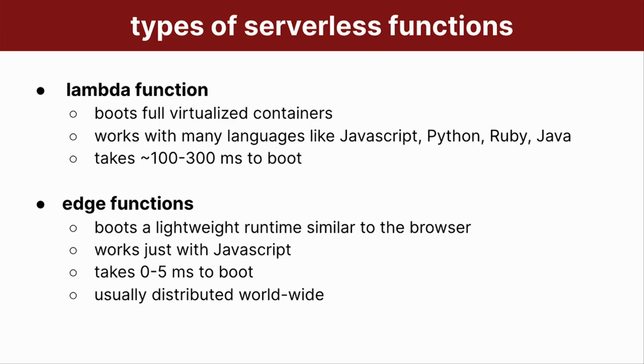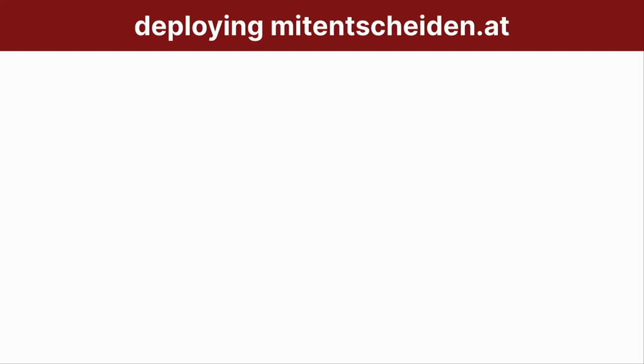So these are the edge functions and lambda functions. And as you can see, lambda functions are more powerful because you can run anything. Edge functions, less powerful, but very quick and very easy to distribute, and also very cheap. So the going price for edge functions is about 50 cents for 1 million requests, which is basically nothing.